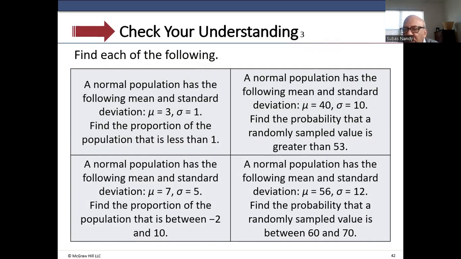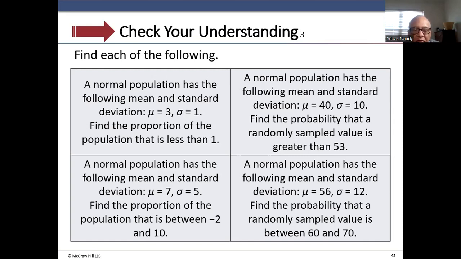This is the bottom right corner. Normal population has the following mean and standard deviation. Mu equal to 52, 56. Okay, let's do the one on the top right. Normal population has the following mean and standard deviation. Mu is 40, standard deviation is 10. Find the probability that a randomly sampled value is greater than 53. 40 is in the center, 53 is on the right of 40, and we want the area to the right of the 53 under the normal curve. So our lower boundary is 53, upper boundary stretches to a very large number.